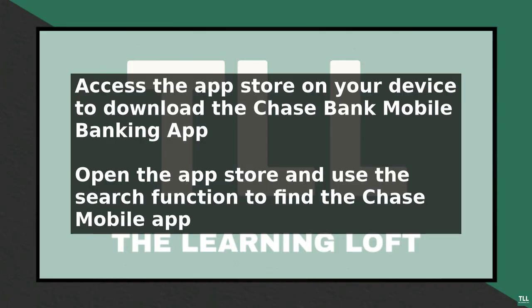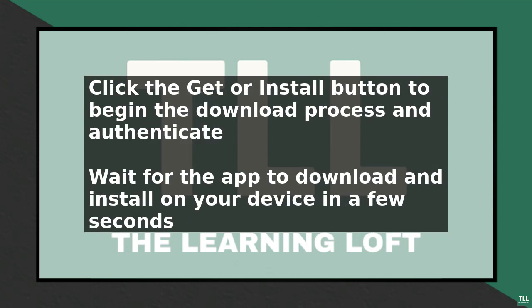Once you have located the app, click the Get or Install button to begin the download process. You may be prompted to enter your password or use fingerprint or facial recognition to authenticate. Wait for the app to download and install on your device. This should only take a few seconds. After the app has been installed, click the Open button to launch the Chase mobile app.